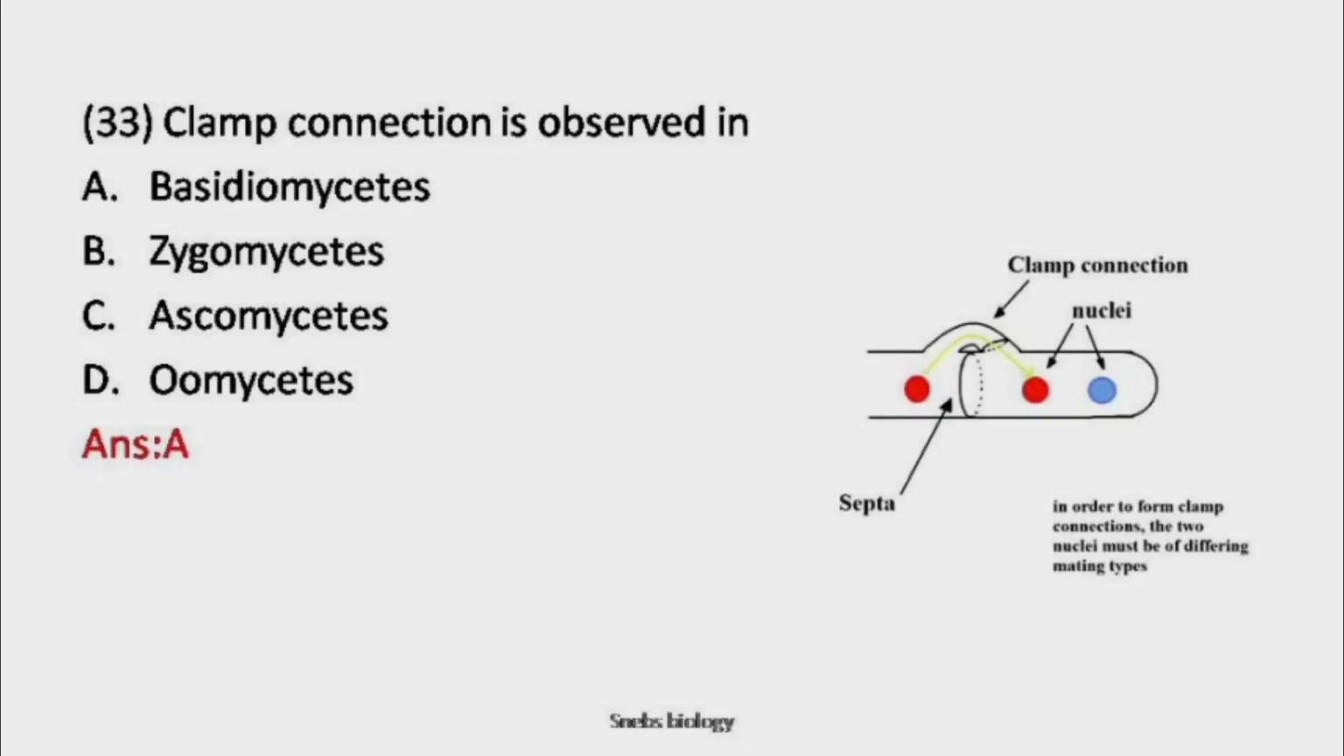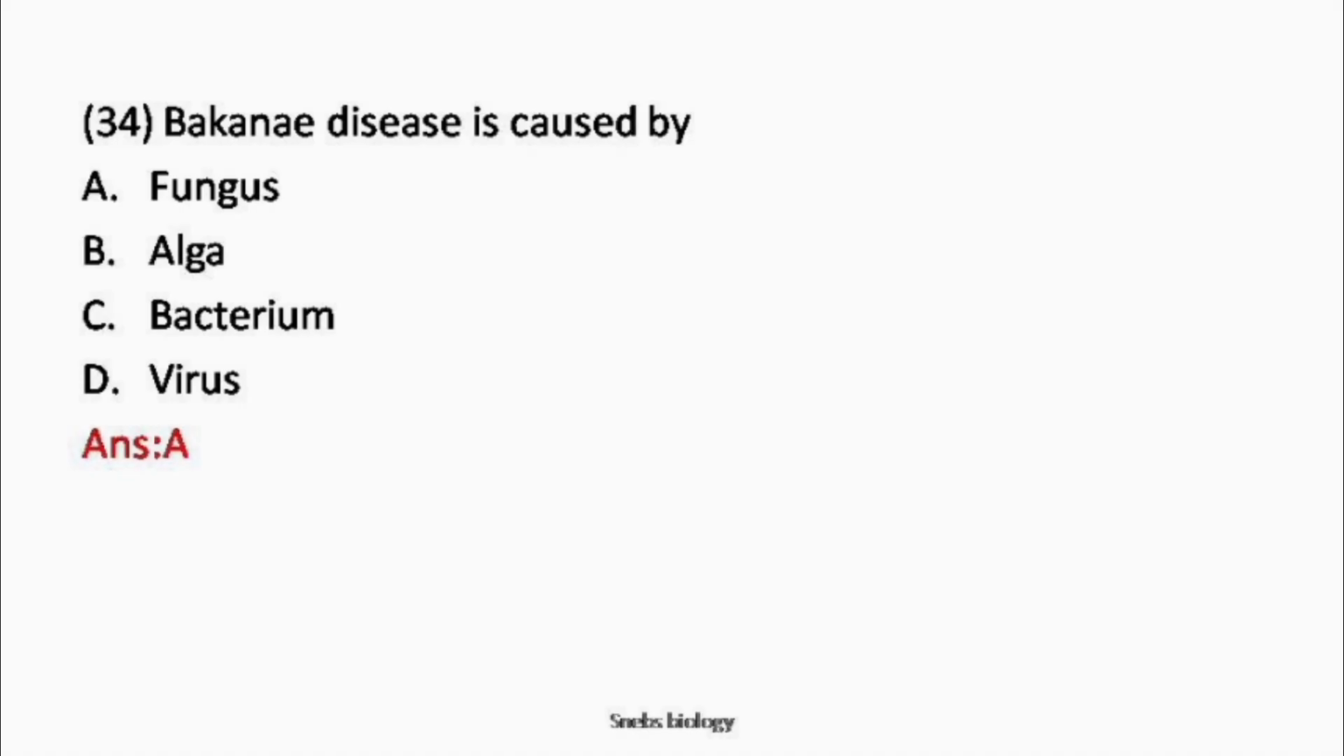Next, question number 33. Clamp connection is observed in option A Basidiomycetes, option B Zygomycetes, option C Ascomycetes, option D Oomycetes. So clamp connections are formed in the mycelium of two opposite strains in the class Basidiomycetes. This is a kind of sexual reproduction found in this class. Okay.